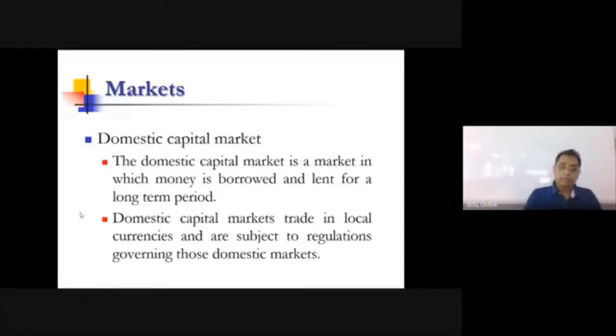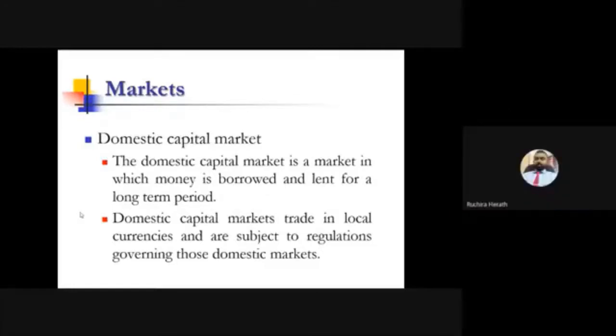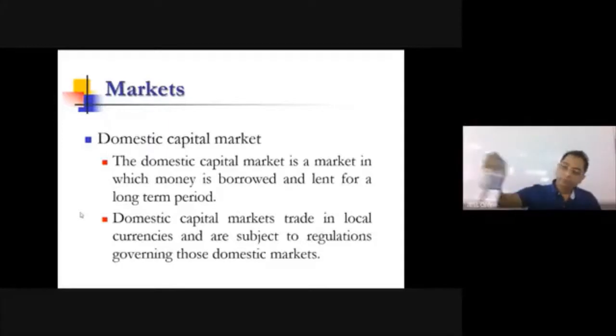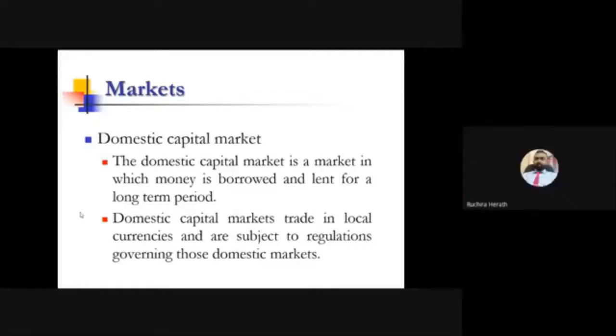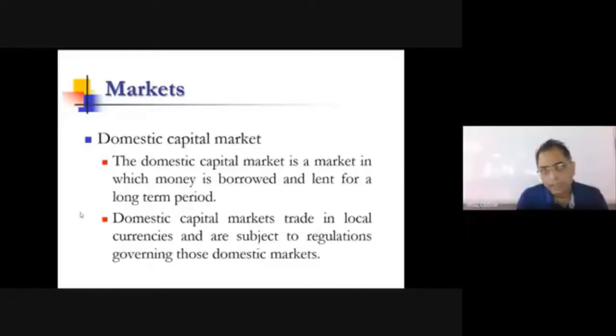So who uses capital markets? If I can stop there and ask a question: who would be the main users of domestic capital markets? Banks? Yes, banks, for sure. Who else? Maybe finance companies? Finance companies, yes, that's right. Could be. Anybody else? One of the biggest. Investors? Yes, long-term investors.